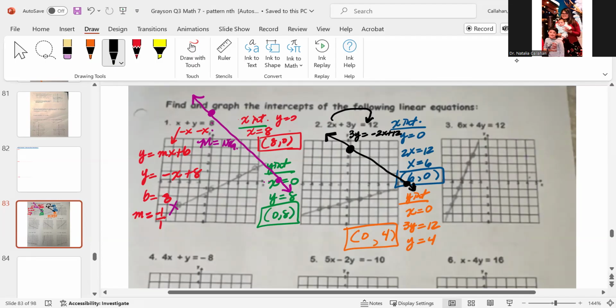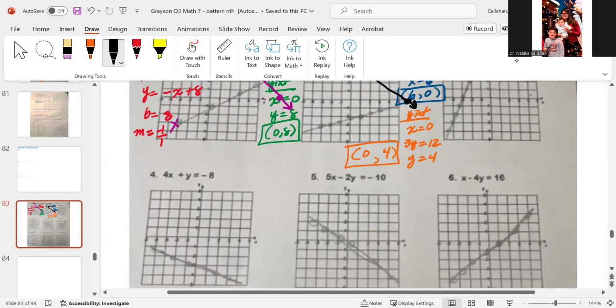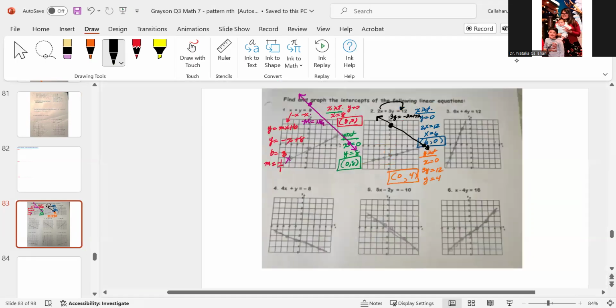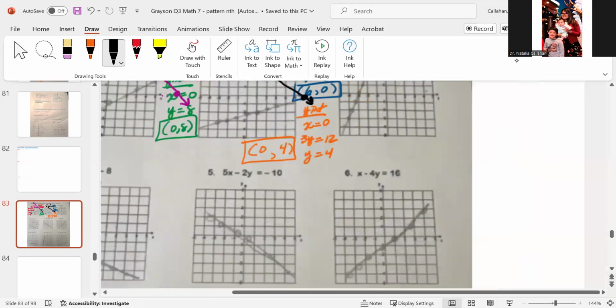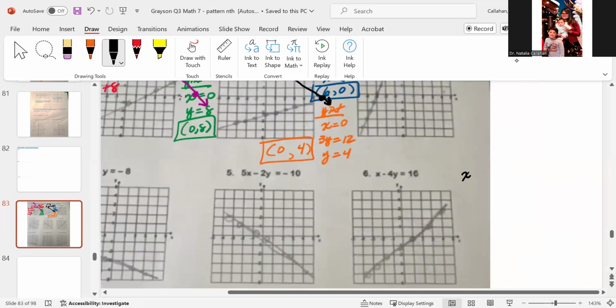Okay, I'm going to go over one more with you, and then I'm going to have you try this on your own. Which one do you want to go over? You pick. 6. Okay, for number 6, we're going to find the x-intercept, right? So what do I make y? Okay, so you just cross it out. You see the negative 4y, cross it out. What does x equal to?